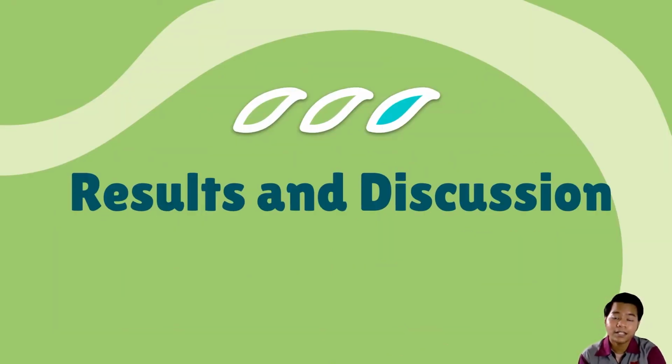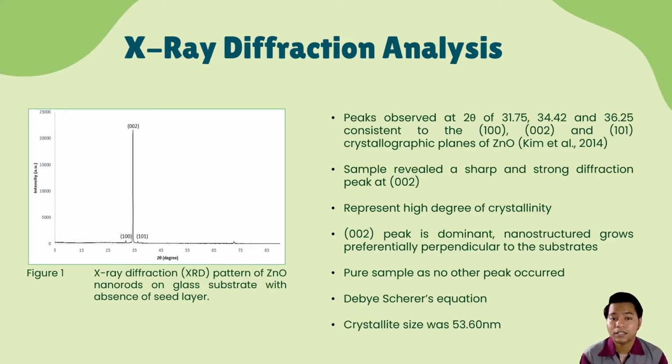Result and discussion. The first one is XRD analysis. Figure 1 shows the XRD pattern of zinc oxide nanorods on glass substrate with absence of seed layer. The peaks observed at 2 theta angle of 31.75, 34.42, and 36.25 are consistent to the 100, 002, and 101 crystallographic planes of zinc oxide, Kim et al. 2014. The sample revealed a sharp and strong peak at 002, which represents a high degree of crystallinity.